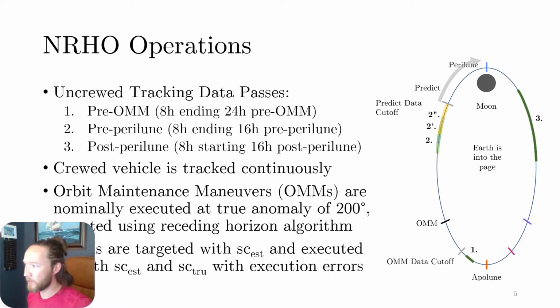The big difference when we are crewed is that we will be tracked continuously, but there will still be this prediction from a data cutoff, when we stop taking data, process that data, and then upload a state that may be in the vicinity of Perilune, or will include a prediction around Perilune.